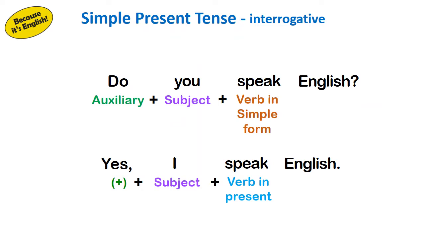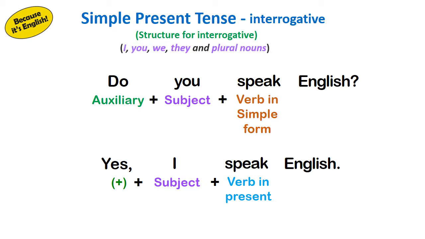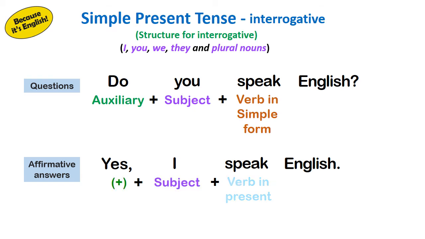Now, let's review the structure for interrogative for I, you, we, they, and plural nouns. In questions, first we use the auxiliary, then the subject, and the verb in simple form. And in affirmative answers, first we use yes, then the subject, and then the verb in present. Remember that the verb in present for this group of persons is the same as verb in simple form.